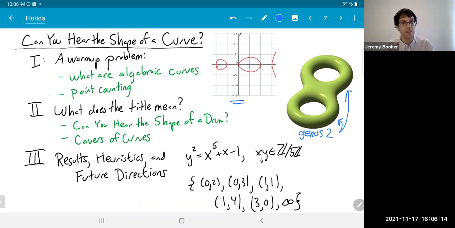Just to summarize ahead of time, the idea is, how can we hear the shape of a curve by using the zeta function of covers of the curve to distinguish the curve?